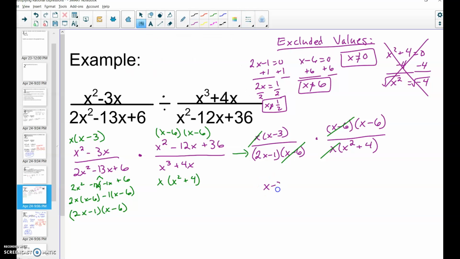I have x minus 3 times x minus 6 over 2x minus 1 times x squared plus 4. And then I need to include my excluded values. X can't equal 0, 1/2, or 6. Sorry for that writing.